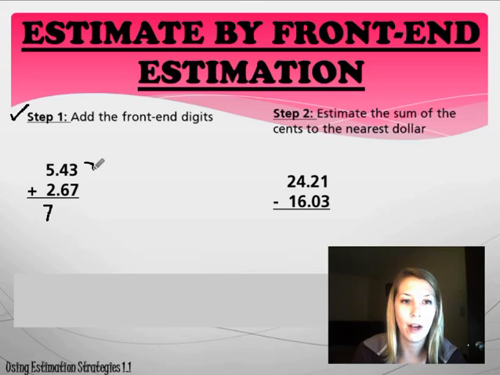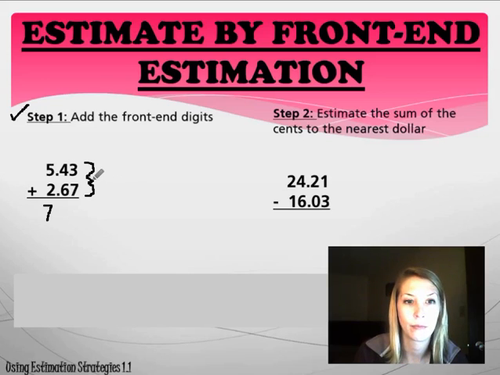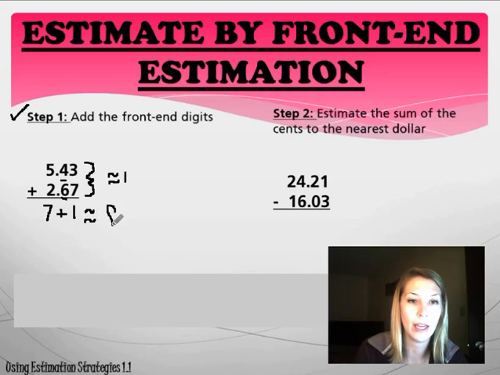Now I'm going to figure out, is 42 cents plus 67 cents closer to $0 or $1? Well, I know that 40 cents plus 60 cents would be around $1. So I'm going to say around $1. So 7 plus 1 would be approximately $8.